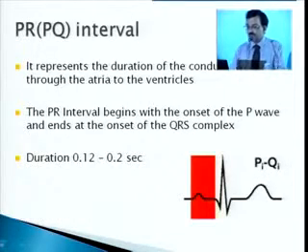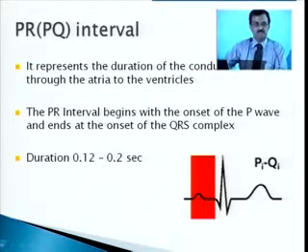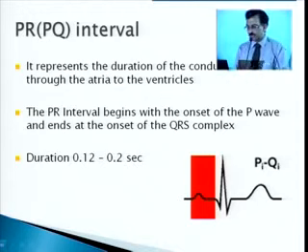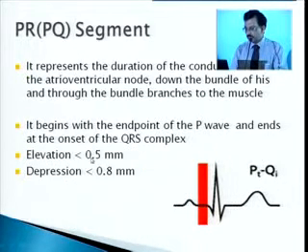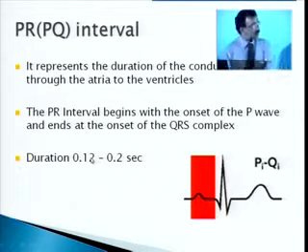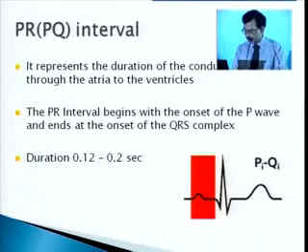Now coming to the PR interval, a very important interval. When we read an ECG, we try to find the PR interval, because it represents the duration of conduction through the atria to the ventricles. So we always look for PR interval prolongation or a short PR interval, which are pathological. I'm only dealing with the physiological aspects. The PR interval begins at the onset of the P wave and ends at the onset of the QRS complex, as depicted here. The duration is normally 0.12 to 0.2 seconds.